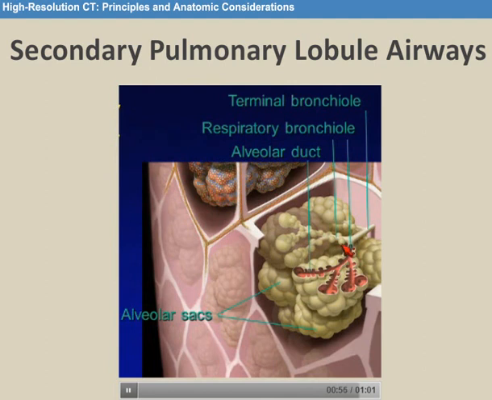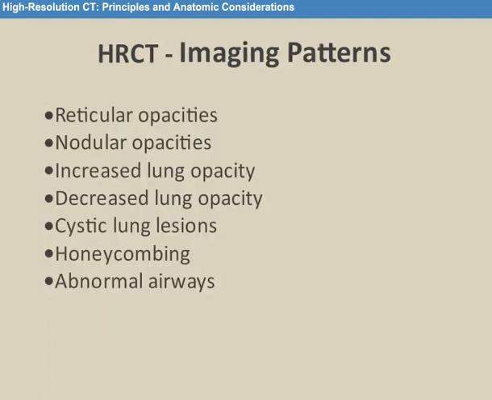So keep them in mind when you start to read about some of the pathologic correlate in lung disease, especially small airway disease. There are a number of imaging patterns. They're listed here. So you see reticulation, nodules, increased or decreased density, cystic appearances, and of course abnormal airways.